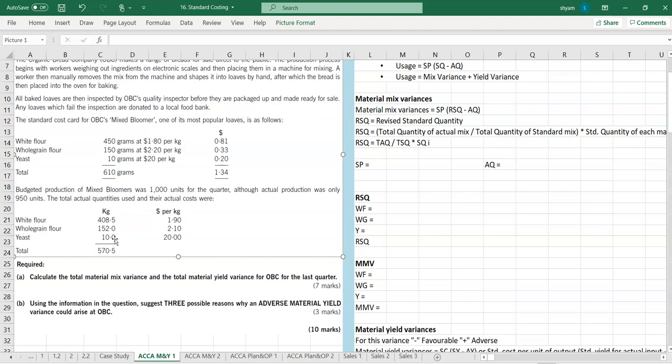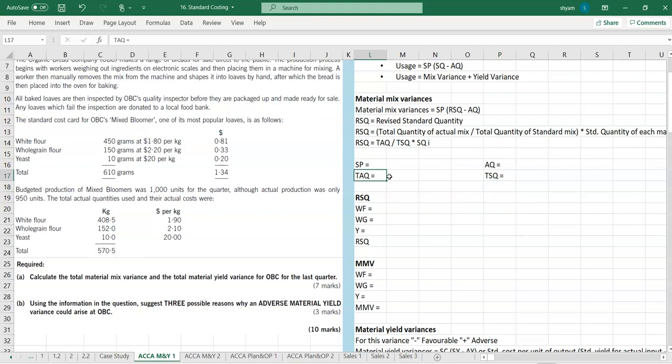So what is our first consideration? Our first consideration is whether the standard mix and the actual mix are they differing or not. Okay, so how do we find out? It's very easy. Once you put it into the formula, it will directly give you an answer. Okay, so we'll start. So we'll start with RSQ. So RSQ is TAQ by TSQ. So we have to first get these numbers: TAQ, total actual quantity, and TSQ. So that both you have to get.